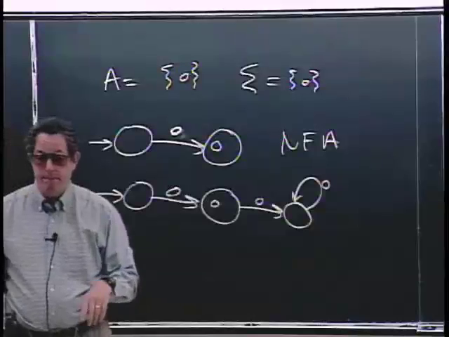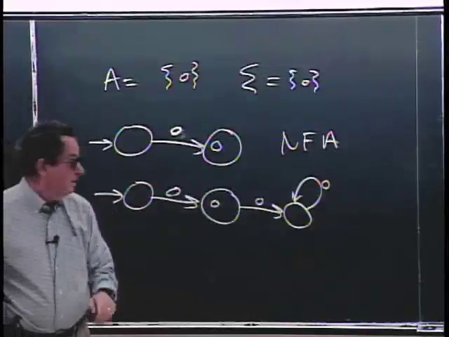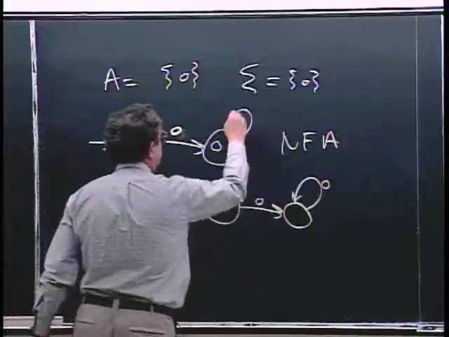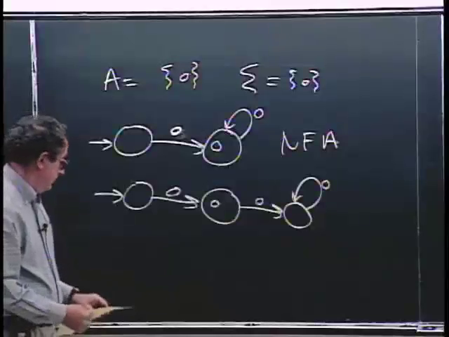Why can't you do a self call to 0 in the accept state? Oh, if I did this one? Or for the DFA? Sorry, in the DFA?